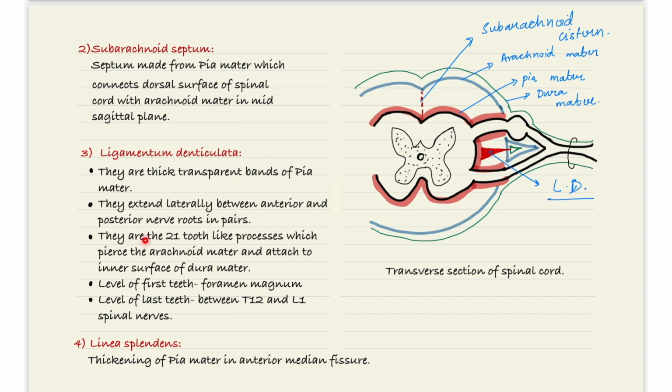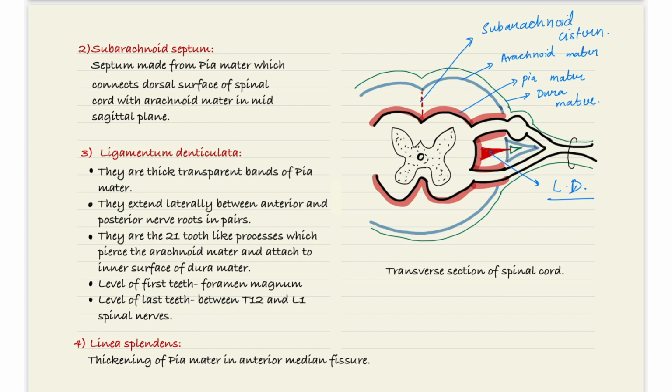Now, there are 21 tooth-like processes which pierce the arachnoid mater and attach to the inner surface of the dura mater. So, this is the pia mater, arachnoid mater and the green dura mater. So, this pierces the arachnoid mater to reach the dura mater, and there are 21 pairs of tooth-like processes. The level of the first tooth of the ligamentum denticulatum is the foramen magnum, and the level of the last tooth is between the T12 and L1 spinal nerves. Note, it is not vertebra, it is spinal nerves between T12 and L1 spinal nerves.